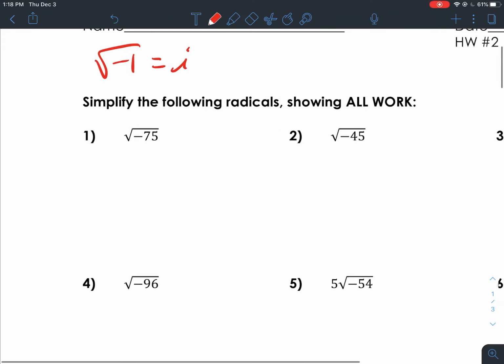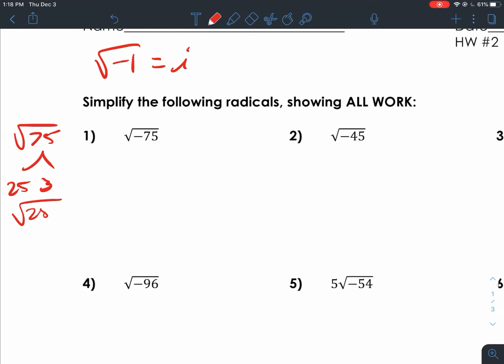radicals. So previously, you learned that you can break down positive root 75 into 25 and 3, which we know 25 times 3, we end up with 5 root 3. Well, now we're going to do something very similar, but instead we have a negative number in there as well. So we can break the -75 down into -1, 25, and 3. Then we go ahead, we can cancel these out.